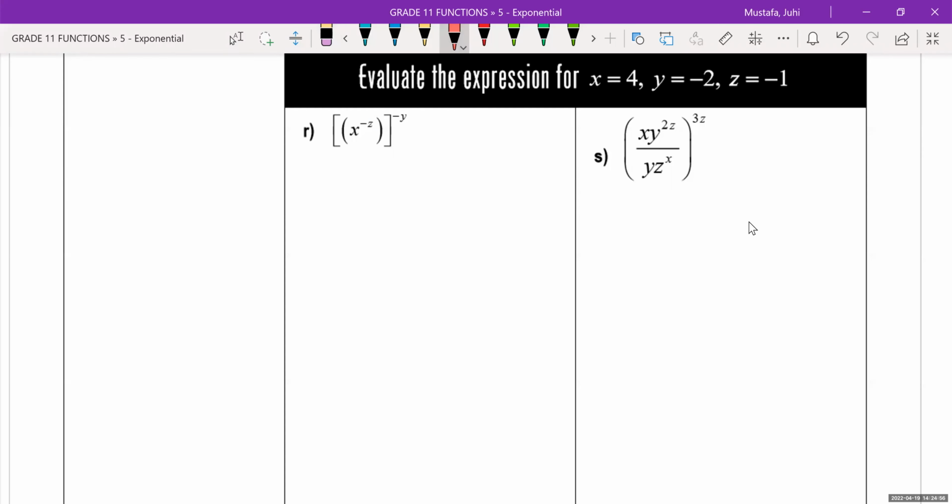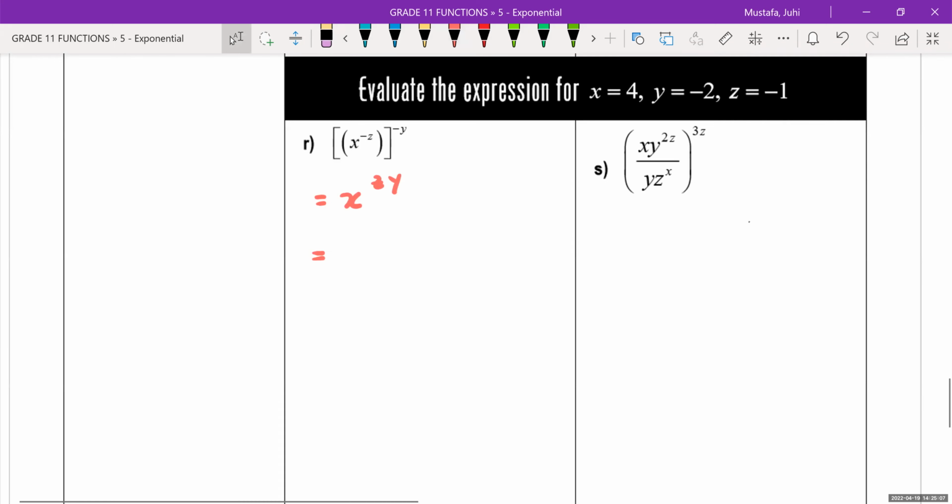Sorry, I'm going to write that again. X to the power of ZY. This is probably as simple as it can get. So I'm going to go ahead and substitute the values for X, Y, and Z. So my X is the number 4. My Z is a negative 1. And my Y is a negative 2.